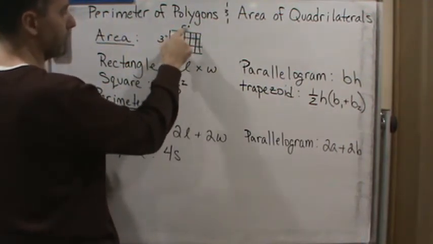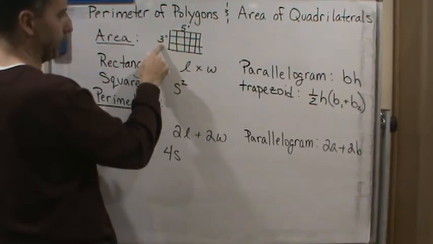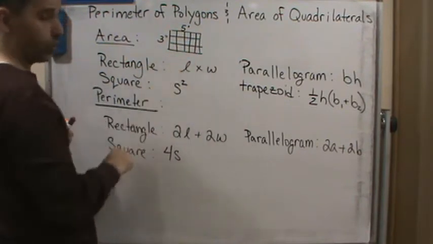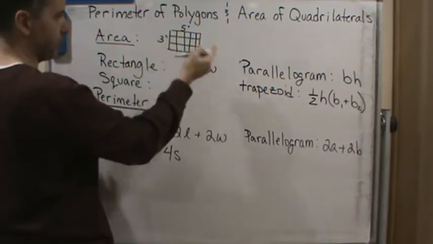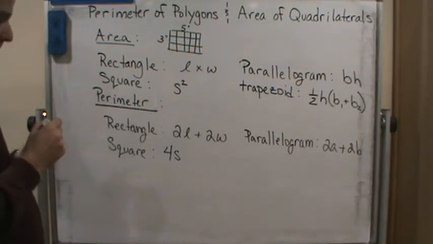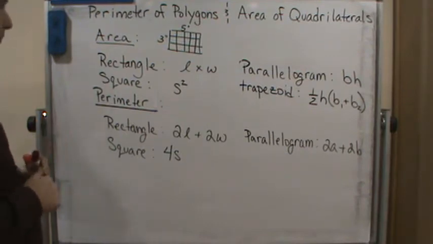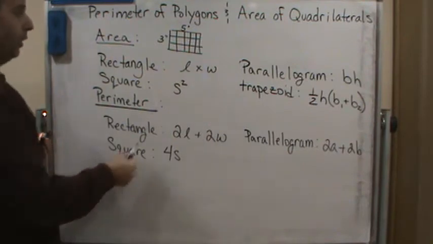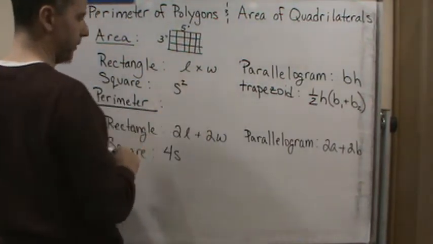Or we multiply 5 times 3, because we have what? 5 groups of 3 squares. And so 5 times 3 is 15, so we get 15 square inches, or 15 inches squared. Okay, and so that gives us our formula for a rectangle, which is just length times width.